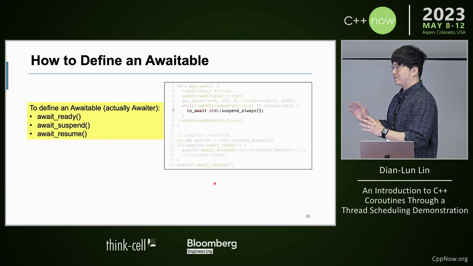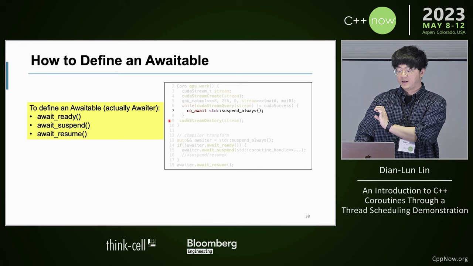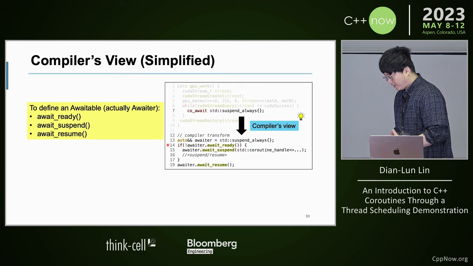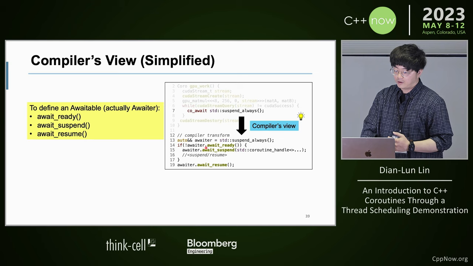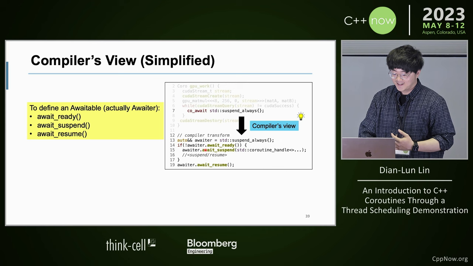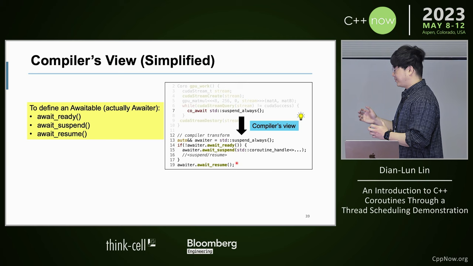So an awaitable needs to define these three functions: await_ready, await_suspend, and await_resume. Here, what the compiler sees is that line 7 gets changed into lines 13 to 19. First, you declare an awaiter, and then you call awaiter.await_ready. If await_ready returns false, again, this is why you need to define await_ready, otherwise you'll get a compile error. When await_ready is false, you go to await_suspend to determine whether you want to suspend or resume. You can define that inside await_suspend. And after that, when you resume, you will call await_resume.